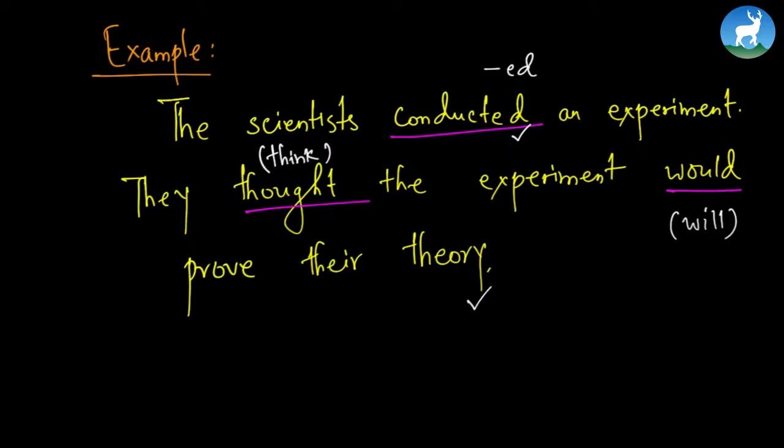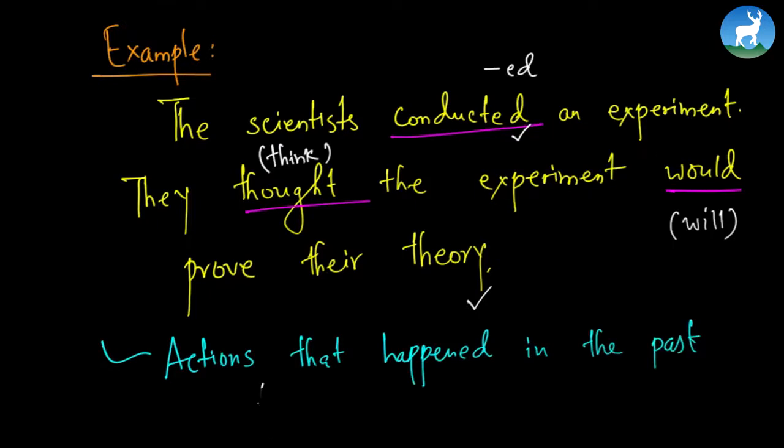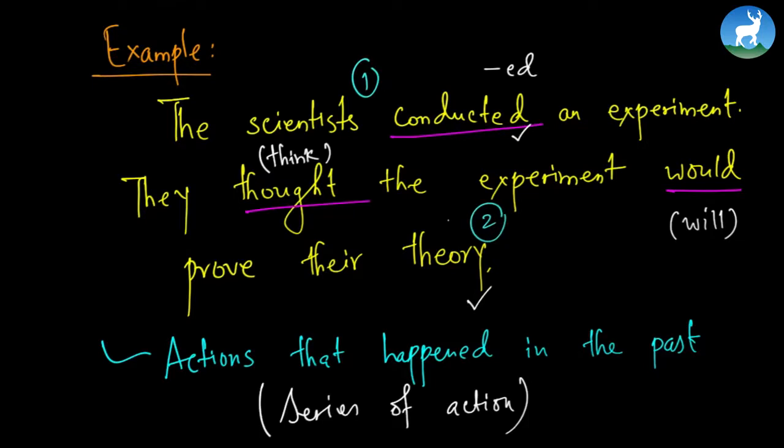So what happens in this sentence? In this sentence, we talk about actions that happened in the past, right? In fact, this is something called a series of actions. It's not just one action that happened in the past. There are many actions: the first action followed by another, followed by another. This is how it works. The scientists conducted an experiment. They thought the experiment would prove their theory. So we are talking about actions that happened in the past. For this, we use the simple past tense.